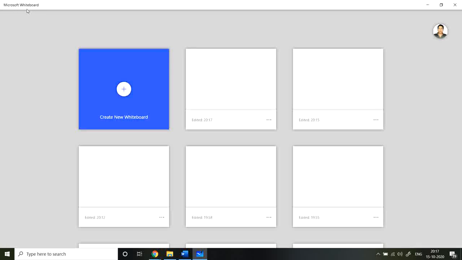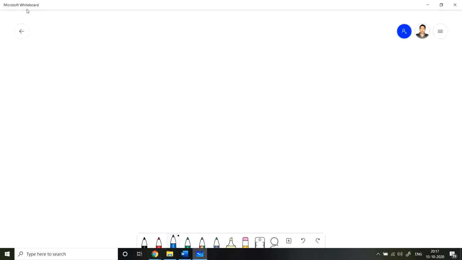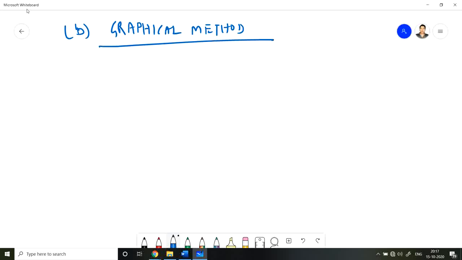Now let us solve this problem using the second method. In part B we have to solve this problem by using the graphical method. So let us solve this problem by using the graphical method.